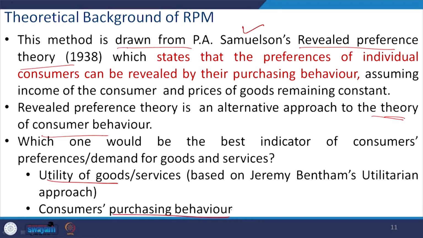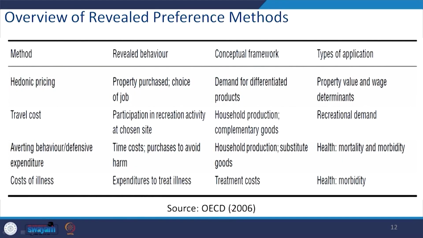Whether this is the factor behind consumers' behavior in the market, or it is the consumers' purchasing behavior which is actually revealing the demand for these goods and services. So, you can analyze which one of these approaches is the best indicator for consumers' preferences, whether it is the utilitarian approach or the revealed preference method.